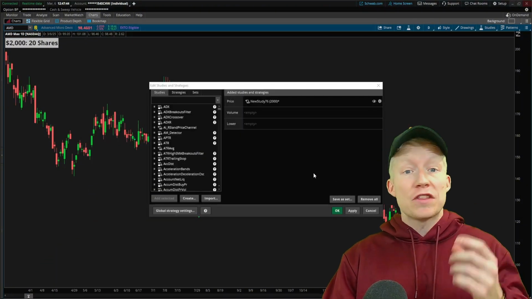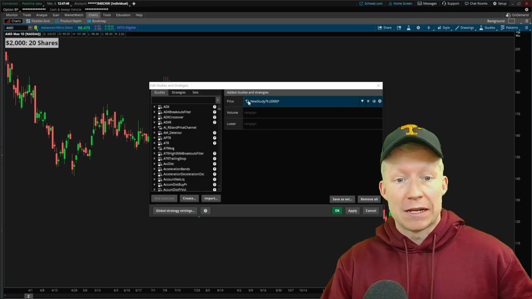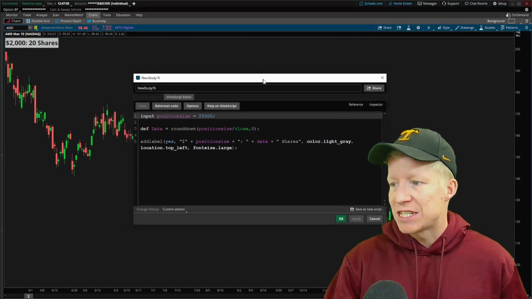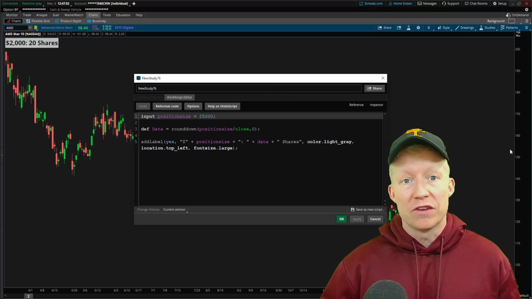Now, this indicator, this label, is extremely simple. In fact, I'll pull up the source code for it here so you can see this while I'm yapping about what's coming up in the video.